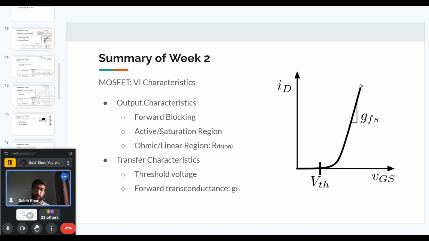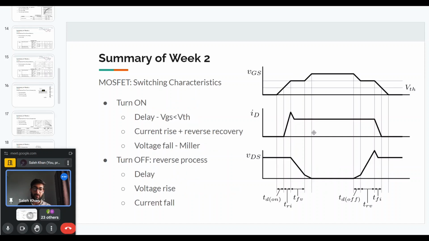Next, we have a very important concept, which is the switching characteristics of the MOSFET. This is basically how the MOSFET turns on and turns off based on the voltage that is applied across the gate source. And here again we are talking about what is called a clamped inductive load.